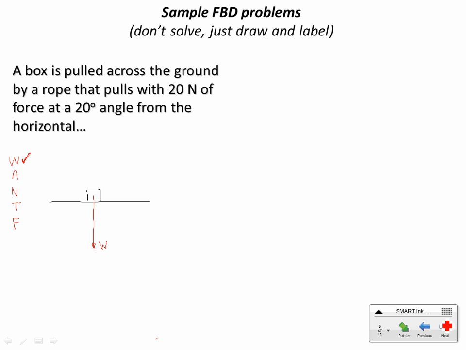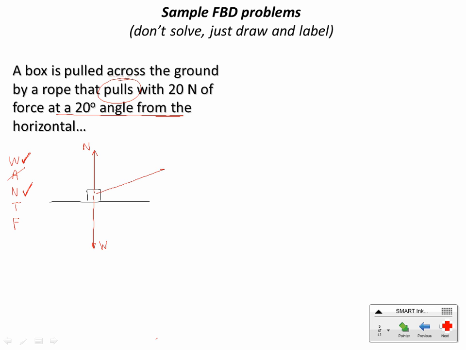Normal force. Is this thing in contact with the surface? It sure is. And the normal force that the ground exerts on the box has to point up, perpendicular to the ground. I call that N for normal. Check. Is there a tension force? Well, tensions are pulls. Oh, look, pulls. So yes, there is a tension force, and it pulls, notice, at a 20-degree angle from the horizontal.